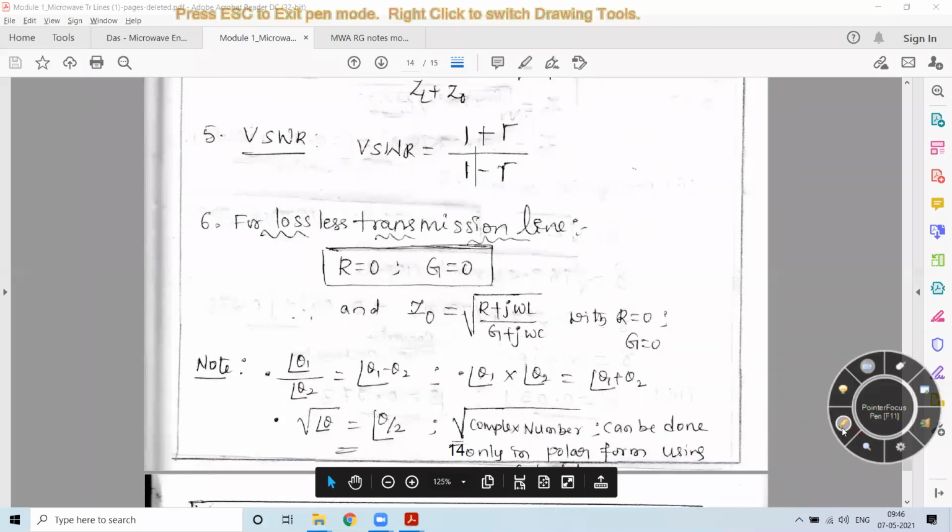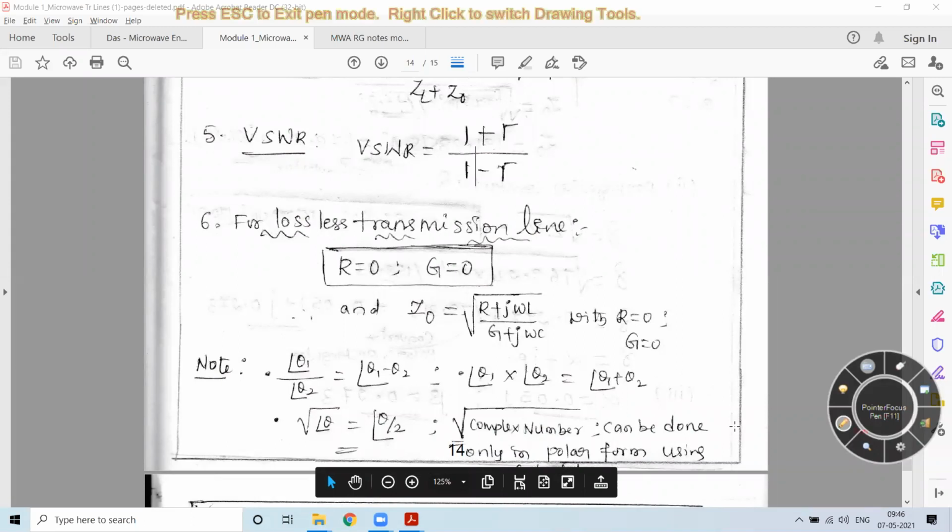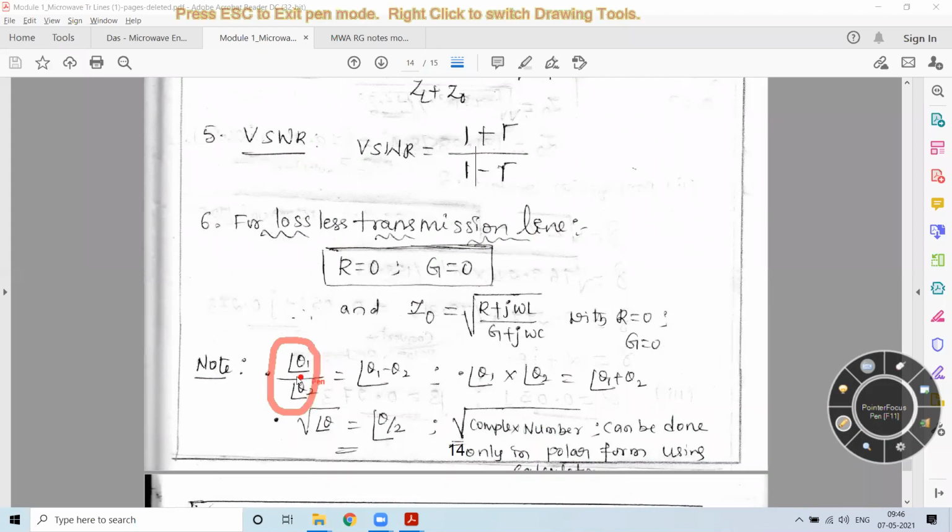Then for lossless lines, you have to substitute R and G equal to 0 in the previous equations, and we'll be getting all those parameters. And remember, this is also required if you have to use the old calculators. If angle 1 is divided by angle 2, the overall angle is given by the difference between those two angles, that is theta 1, the numerator angle, minus the denominator angle.